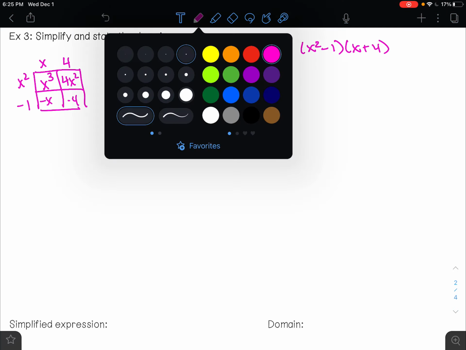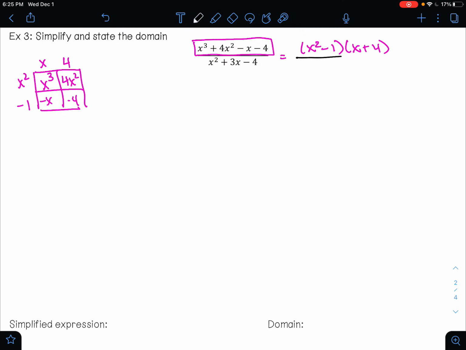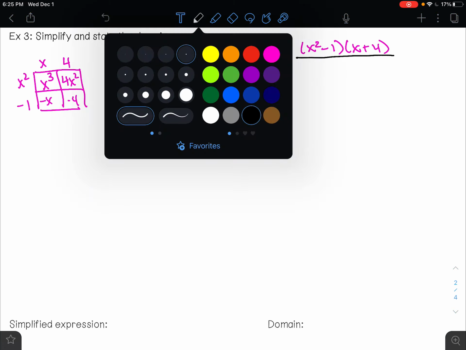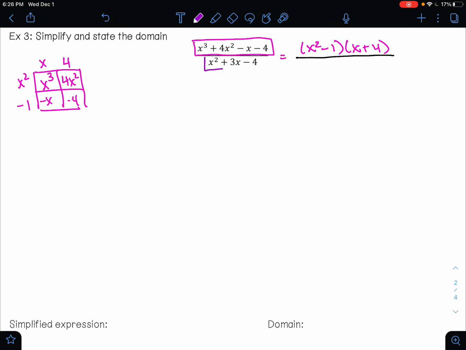In my denominator, I do not have a GCF, but I do have a quadratic trinomial. To factor this, I'm going to use the area model. First term goes in the first box, last term goes in the last box. You always want to multiply your first number by your last number. Here I'm looking for factors of negative 4 that add to 3. Those factors are going to be positive 4 and negative 1.